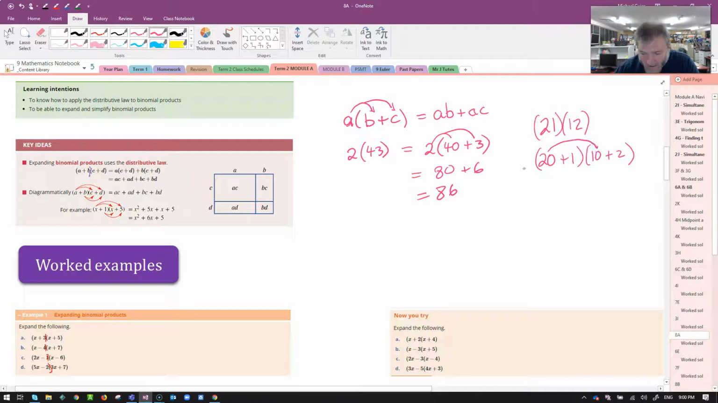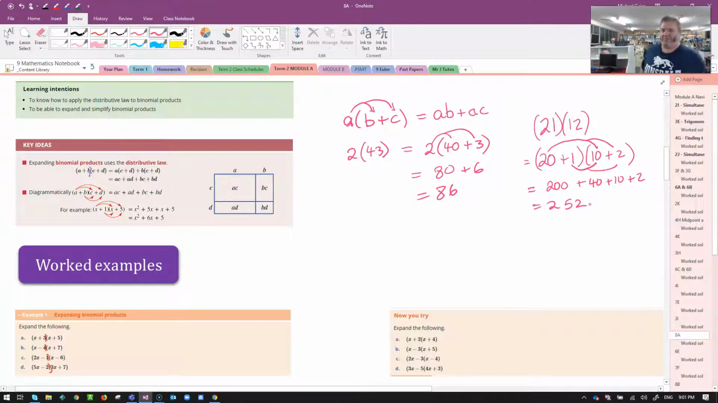The 20 needs to multiply the 10. Well, that's 200. But it also needs to multiply that 2. Okay, that's another 40. That 1's got to multiply the 10. And the 1's got to multiply the 2. Oh, what's that? 252 when I add them all together.